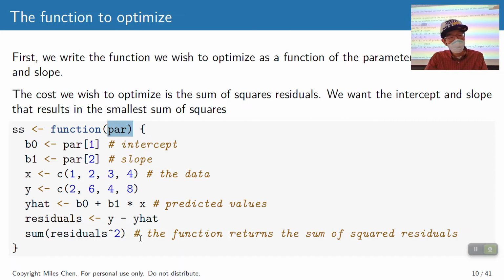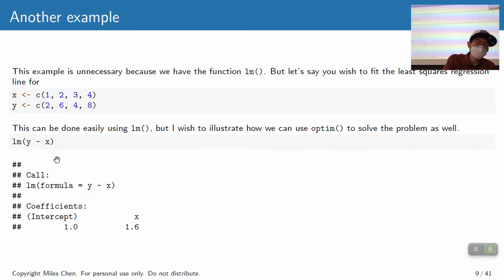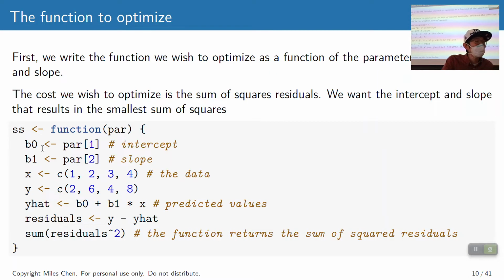Okay? And what we're going to say is, R, please optimize this function, find the value of the slope and intercept that will minimize this sum of squares residuals. Okay? And again, it's silly to do this because we have the LM function, but we can just see how this works with using optim.